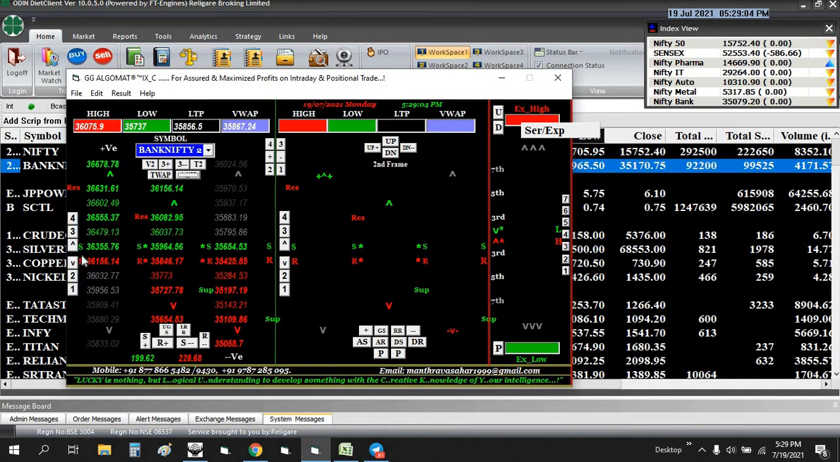So check where the open is located. See here, open is around this particular area. It is in the red zone, right? So what I have told you, whenever the market is opening in the red zone, the complete trend for the day is a downtrend. Don't initiate a long entry in that.